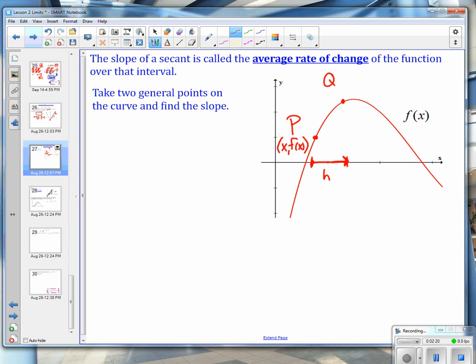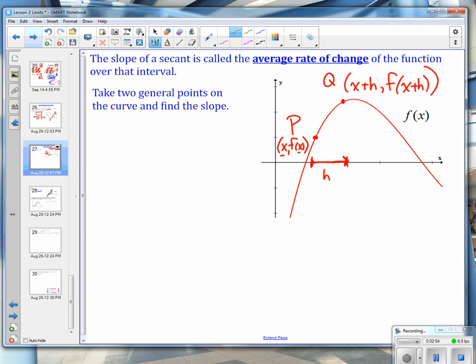If that's the case, if this x value is just x, then this x value would have to be x plus h, right? And then here on the next one, instead of f of x, it's going to be f of x plus h. So again, all we're doing is making this very, very general so that it works with any 2 given points. And the slope of this, we're going to call the average rate of change over that function. And again, we're really going to get into this in Learning Guide 2.